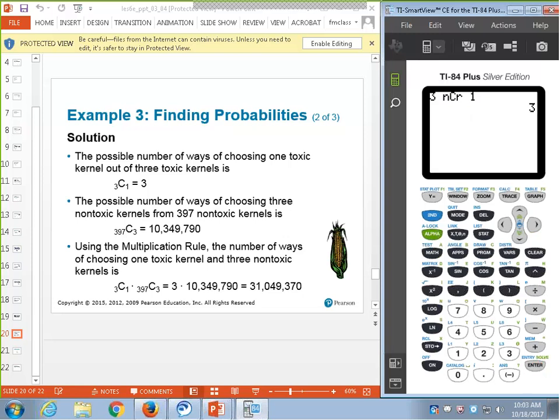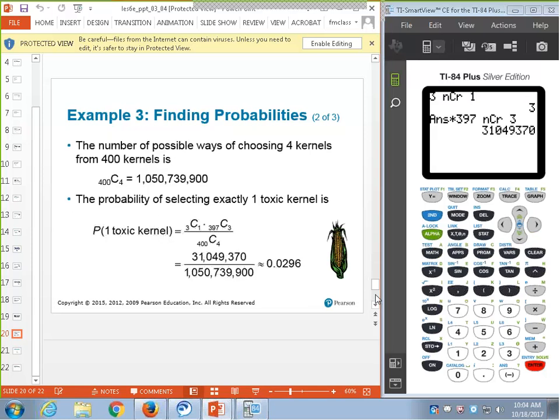And then times 397C3, right? So you can put in 397 math probability C3, and then multiply. There's your 31,049,370. And then what? We're going to divide by what?